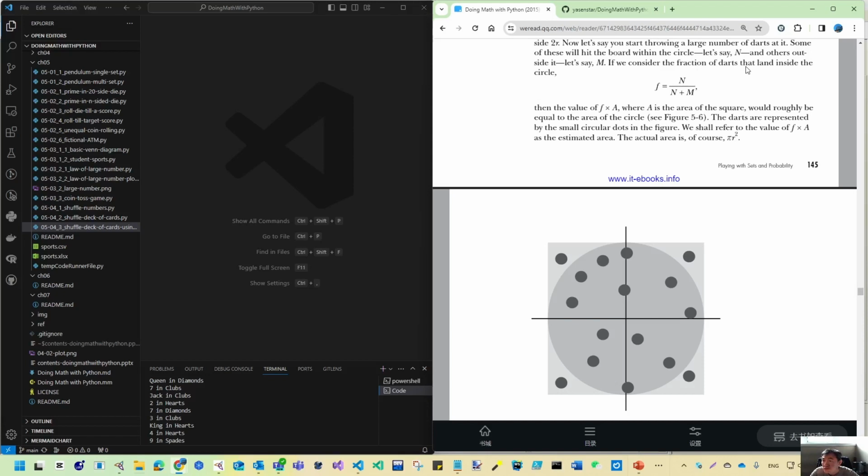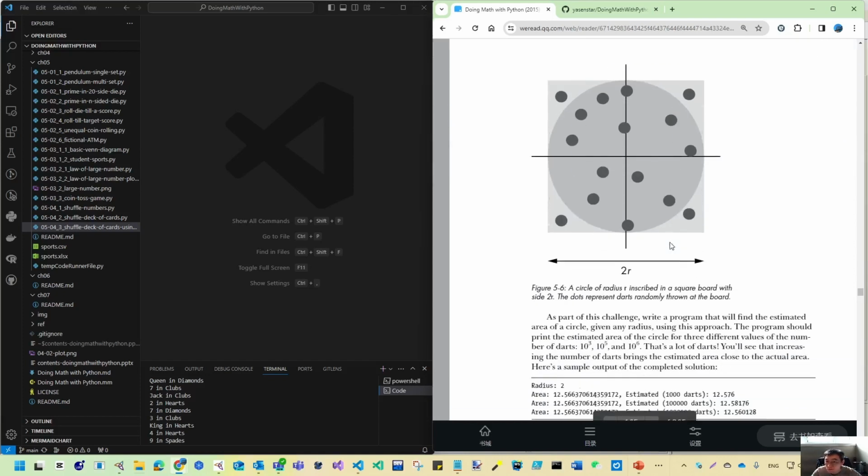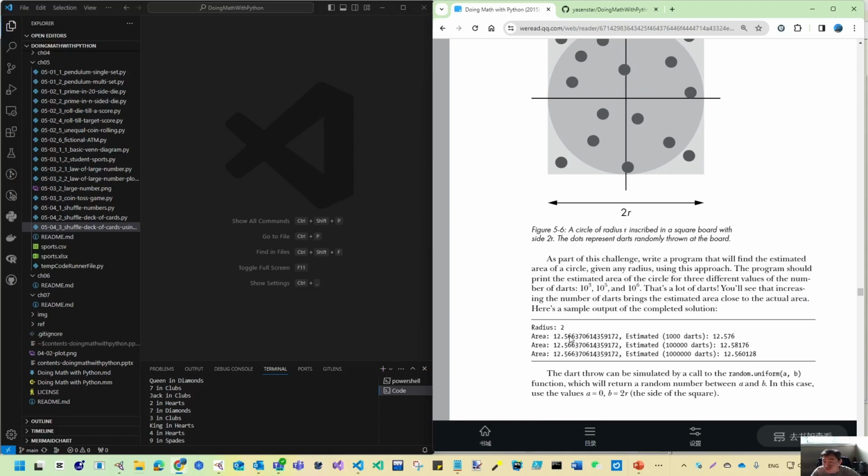If we consider the fraction of darts that land inside the circle, then this f is the probability: n divided by n plus m, where n plus m is the total sample space. Then f times A, where A is the area of the square, would roughly be equal to the circle's area. So this is our principle, or our logic, to approach the area of the circle. And the actual area will definitely be pi r squared, and we will use that to compare how close we get. So as part of the challenge, we need to write a program to find the estimated area of the circle, given the number of darts and given the radius.